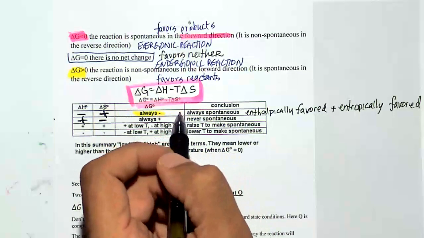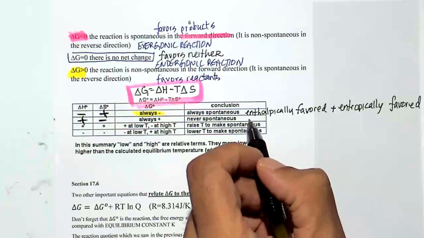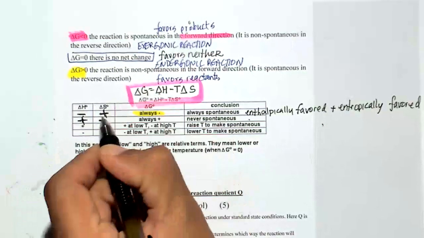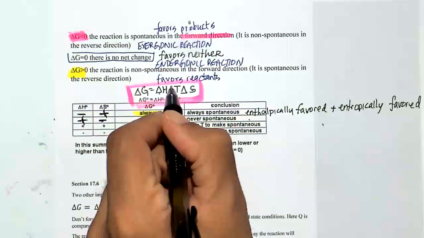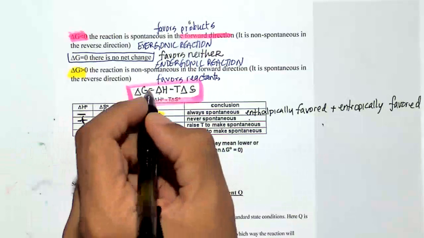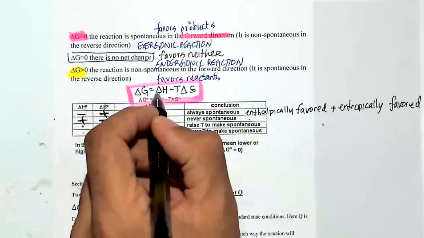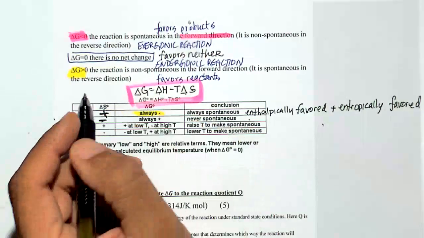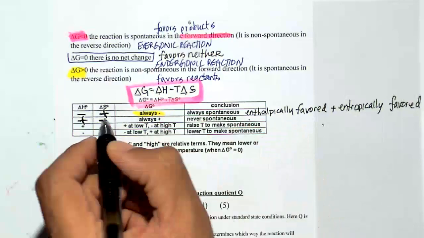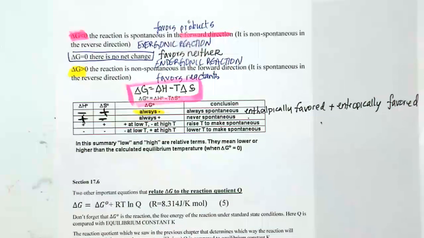So in this situation, no matter what temperature you put it in, this will be enthalpically disfavored and entropically disfavored. If you put a positive in here and you put a negative in here, regardless of the temperature, the delta G, the final judge, will always be positive. So it's disfavored enthalpically, and it's disfavored entropically.